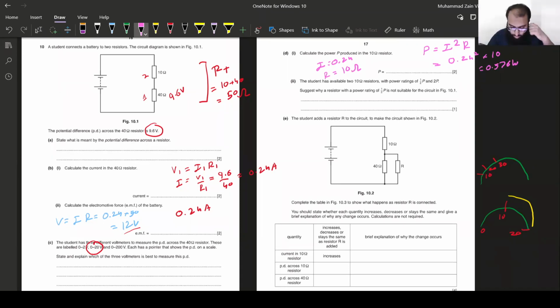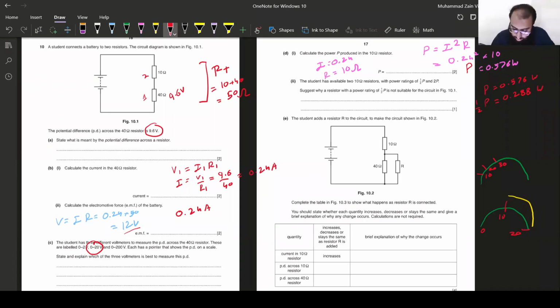Now the next part is a bit important. The student has available two 10 ohm resistors with power ratings of P and 1 over 2P. So these are the two resistors. This is the value of P: P is equal to 0.576 watts, and 1 over 2P would be half of it, which would be equal to 0.288 watts.